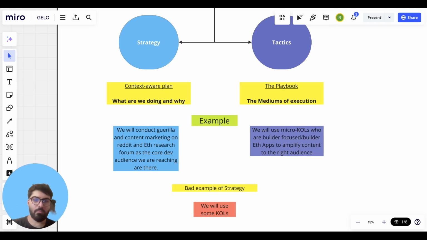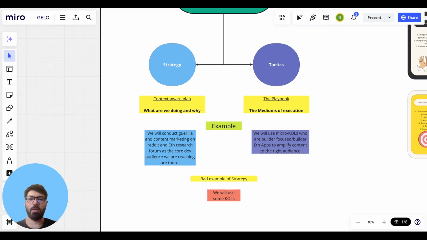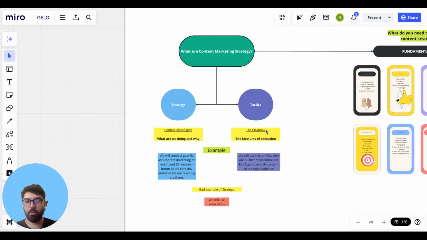Similarly, for the KOL side, we will use micro KOLs who are builder focused or building Ethereum apps to amplify content to the right audience. Again, we're not just saying we will use influencers, we are providing the context, and therefore a strategy, and why we're doing it, and giving that nuanced approach that is specific to our brand. So now that we understand that strategy is essentially your mediums of execution wrapped in context, we can go ahead and start finding what that context is.